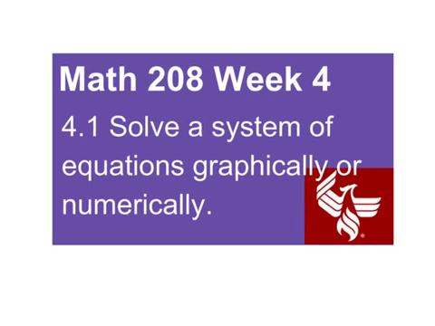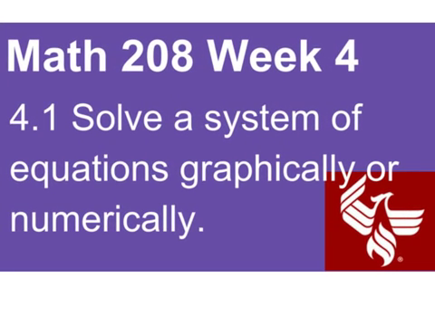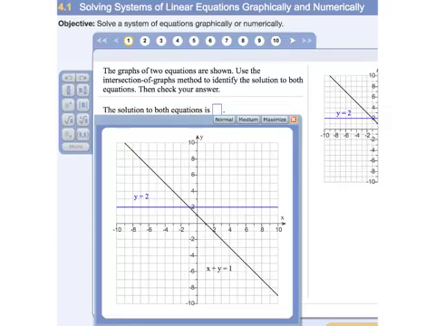All right, this is Math 208, Week 4, Section 4.1, Solving a System of Equations Graphically or Numerically. All right, so the directions say the graphs of the two equations are shown right here. One of them is y equals 2, so it's flat. The other one is x plus y equals 1, and it's a diagonal. And it says use the intersection to identify the solution.